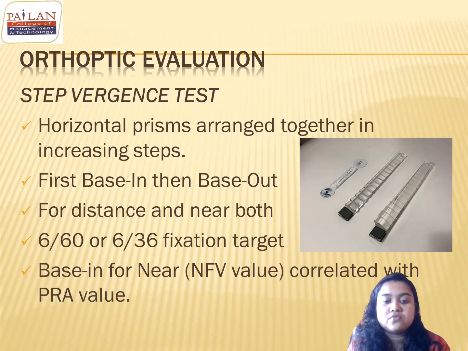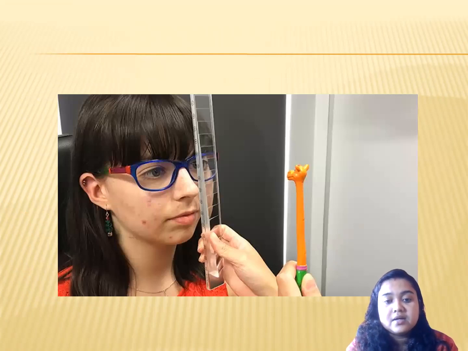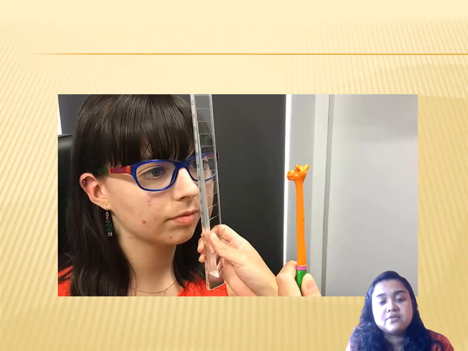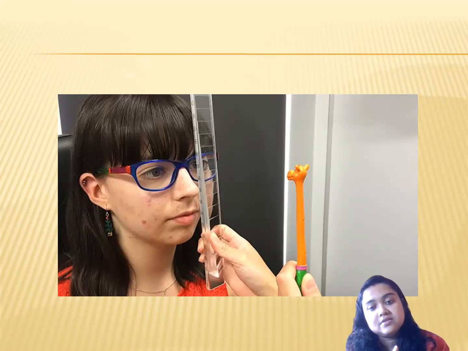We do it both for distance as well as near. You can see here the patient is wearing her habitual correction, and on top of that we have to do the test. First we will do the negative fusional Vargin's testing, then we'll do the positive fusional Vargin's testing.